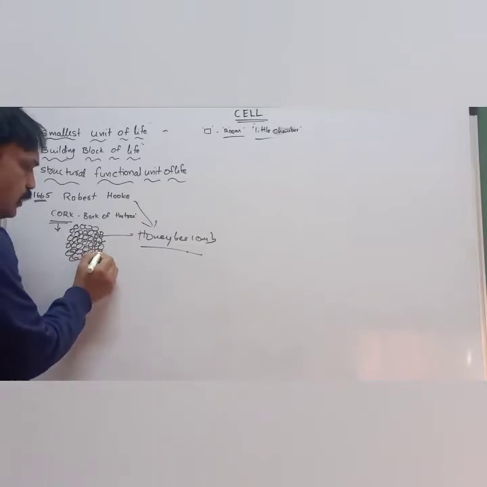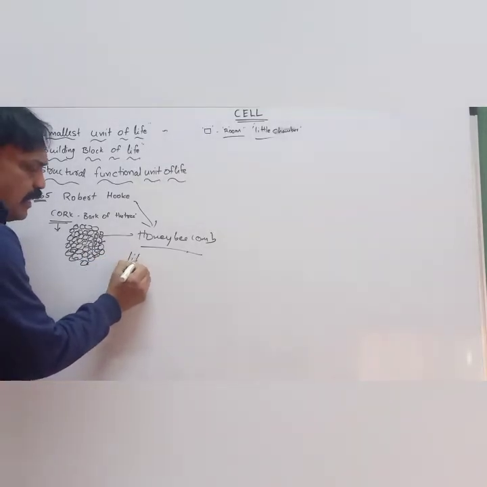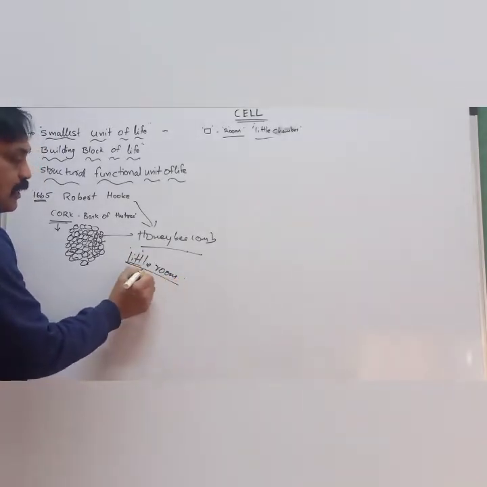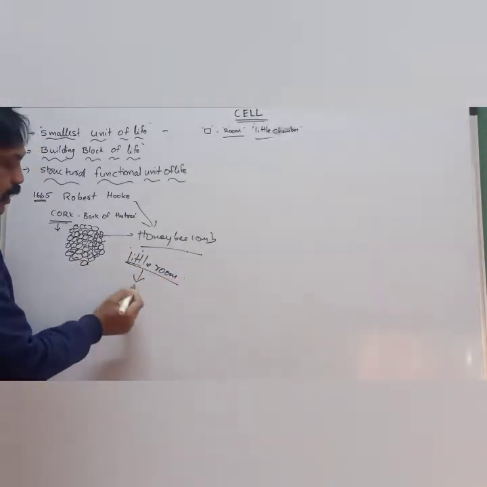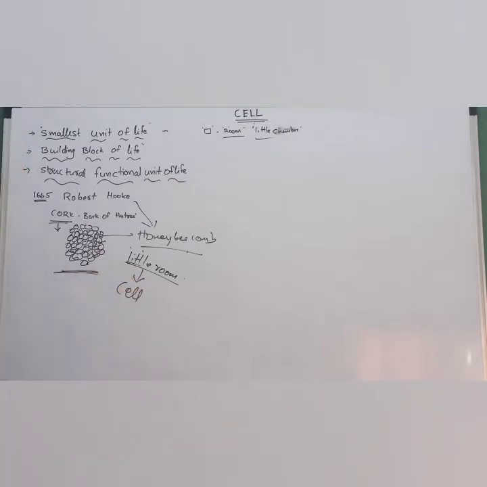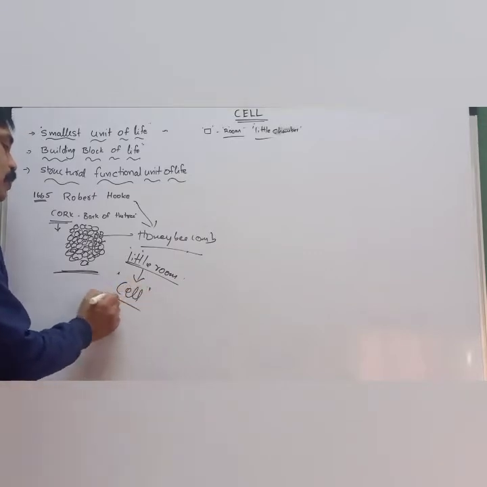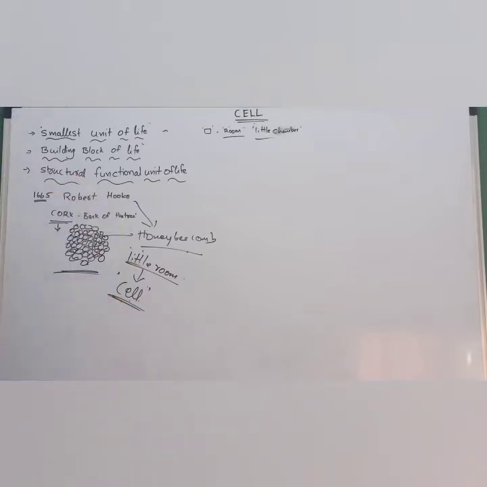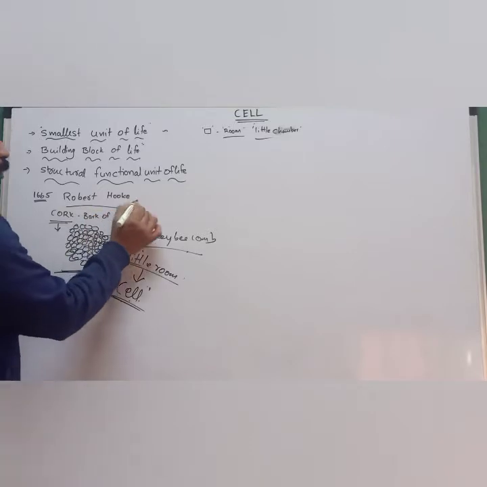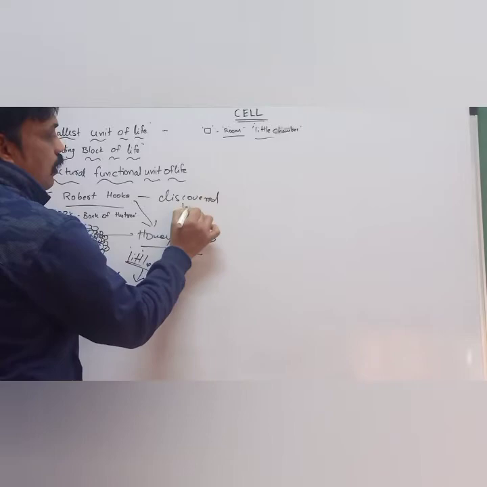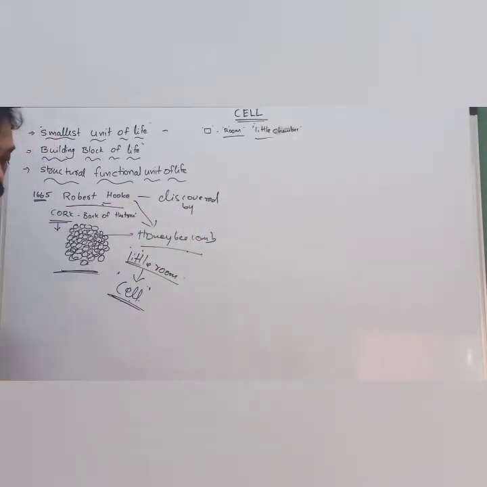At first he called these little rooms. Later he gave them the name cell. Whatever he observed in the plant cork cell, these smallest room-like structures, he later called cells. That means the cell was discovered by Robert Hooke. Who discovered the cell? Robert Hooke.